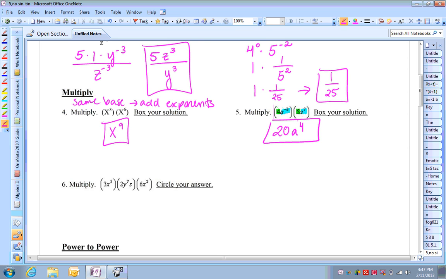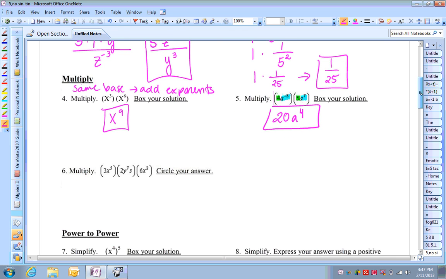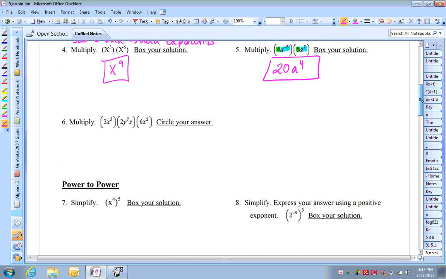The important thing to remember is that you multiply the coefficients, and then when you're multiplying things on the same base, you add the exponents. Do not add 4 and 5. I think that was a mistake that I've seen quite a bit.